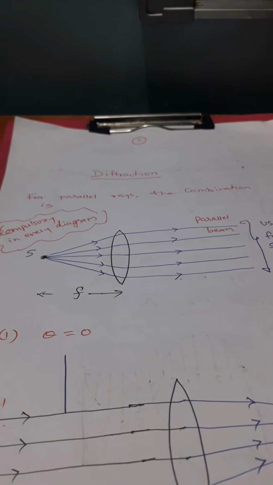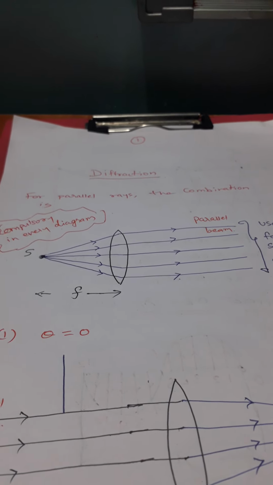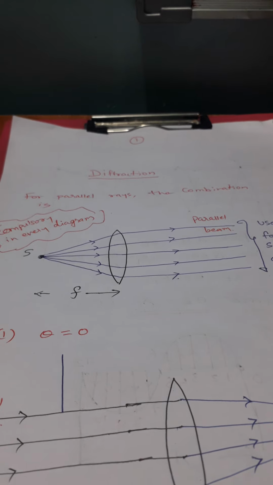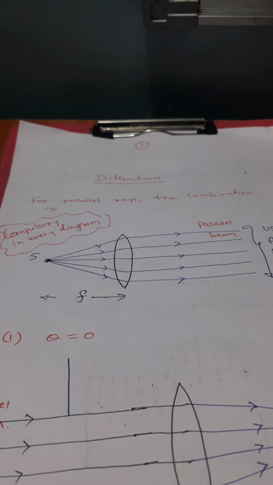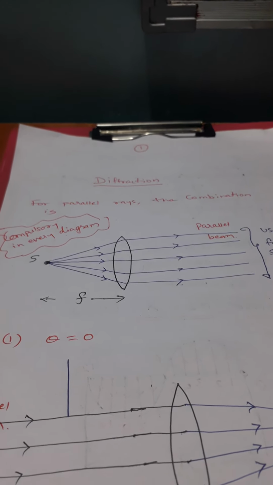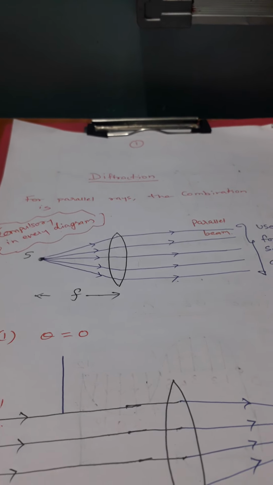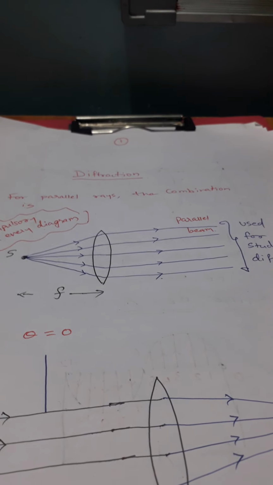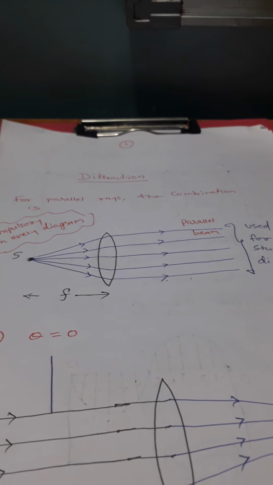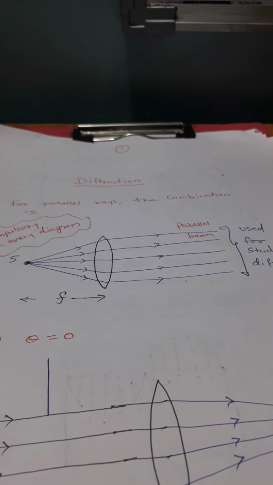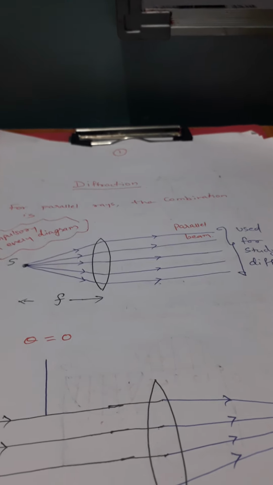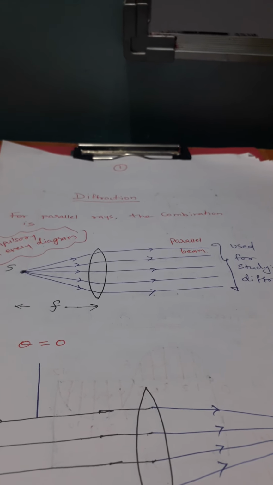Number 2, when the sun is behind a cloud, you find that the edges of the clouds are shining. These are some examples of diffraction. There are two types of diffraction. One is Fresnel's diffraction and another is Fraunhofer diffraction.